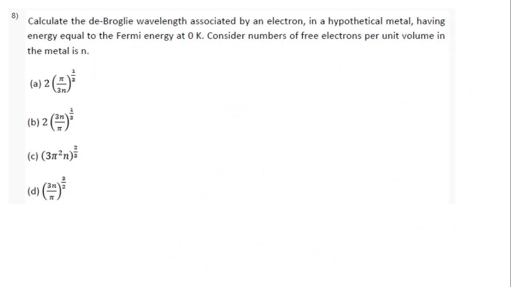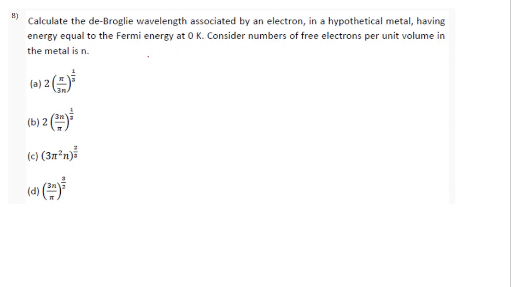Okay, next question is: calculate the de Broglie wavelength associated with an electron in a hypothetical metal having energy equal to Fermi energy at 0 Kelvin. Consider the number of free electrons per unit volume in the metal is n.